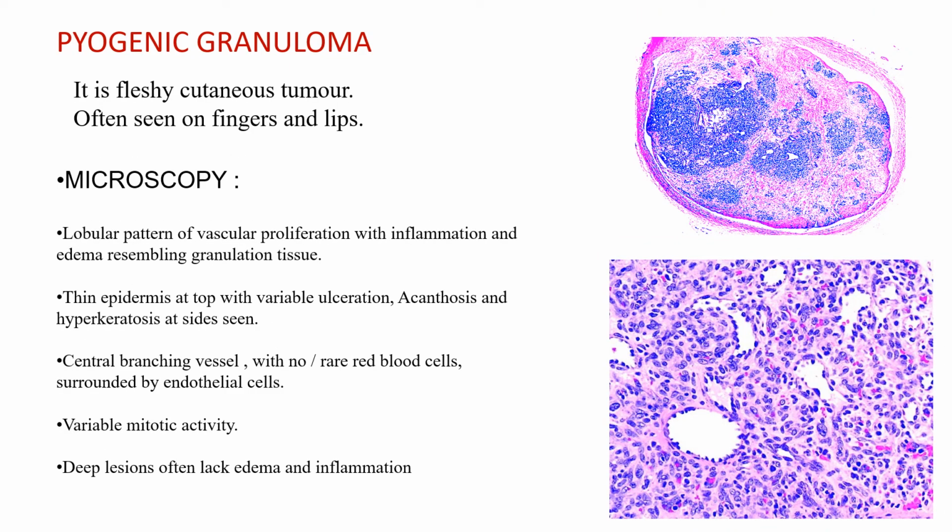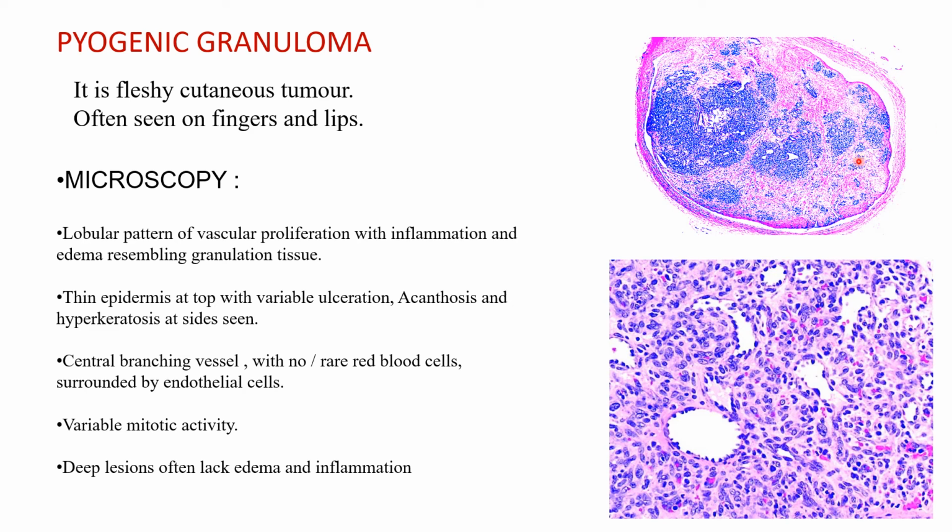This is another differential, pyogenic granuloma. It is a fleshy cutaneous tumor often seen on fingertips and lips. Microscopy shows lobular pattern of vascular proliferation with inflammation and edema resembling granulation tissue. As we can see here, it is a well circumscribed lesion. Lobular pattern of vascular proliferation is seen.